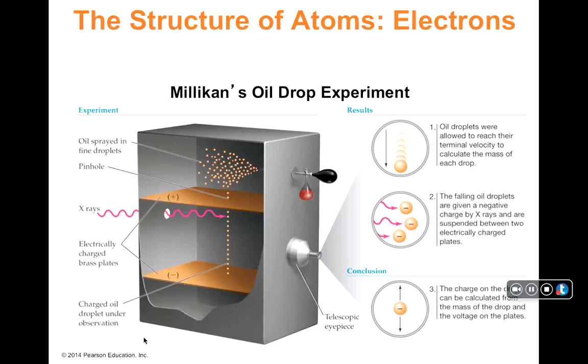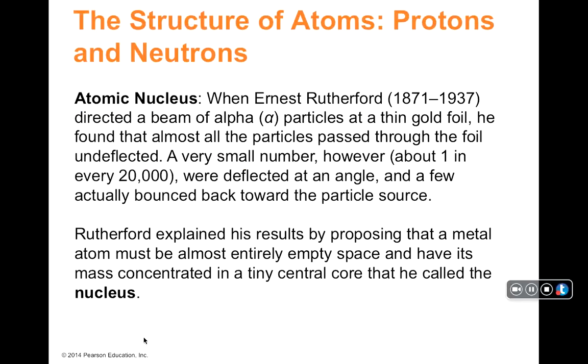Another key experiment was Millikan's oil drop experiment. This is one where he discovered both the charge and the mass of these oil droplets. I'm not going to go through this experiment at length, but that's how we got the charge to mass ratio that we now know for electrons.